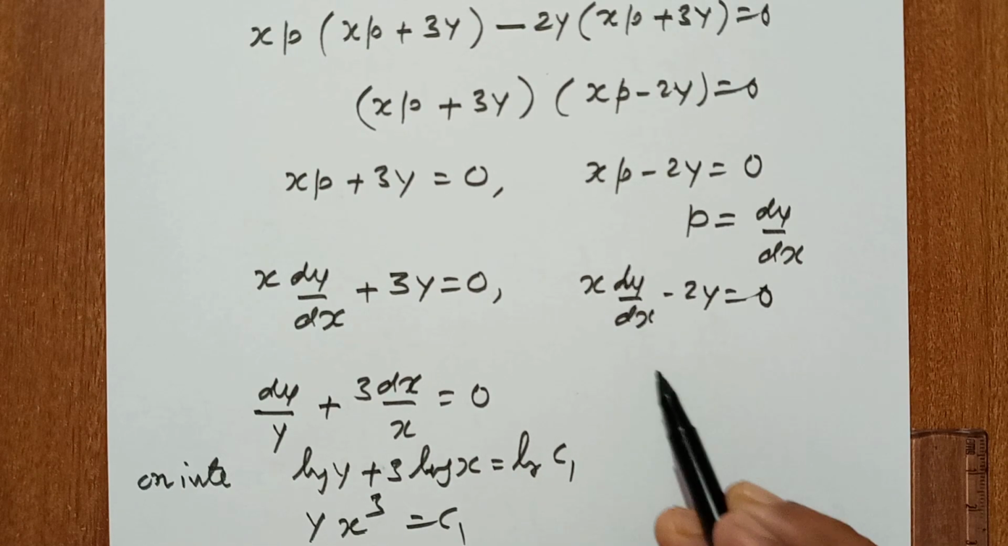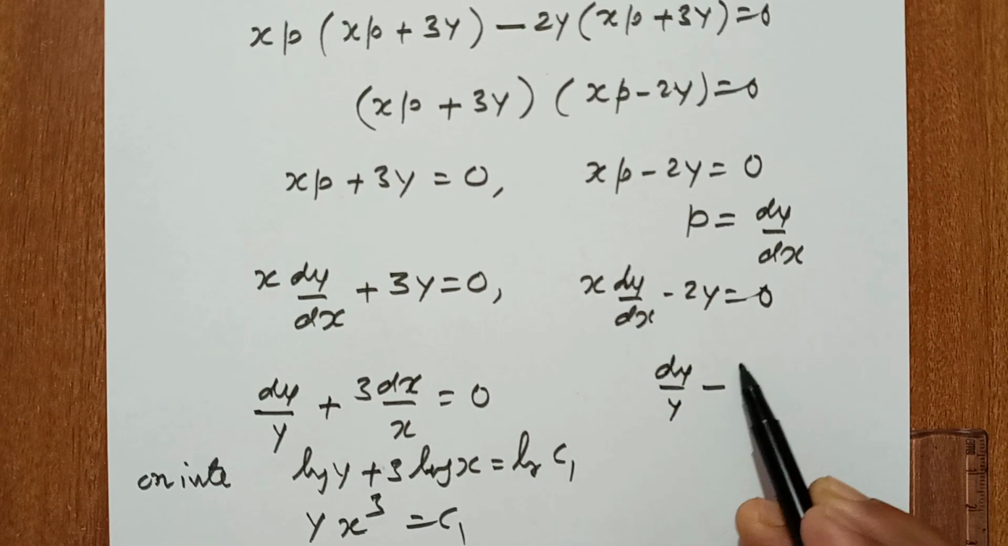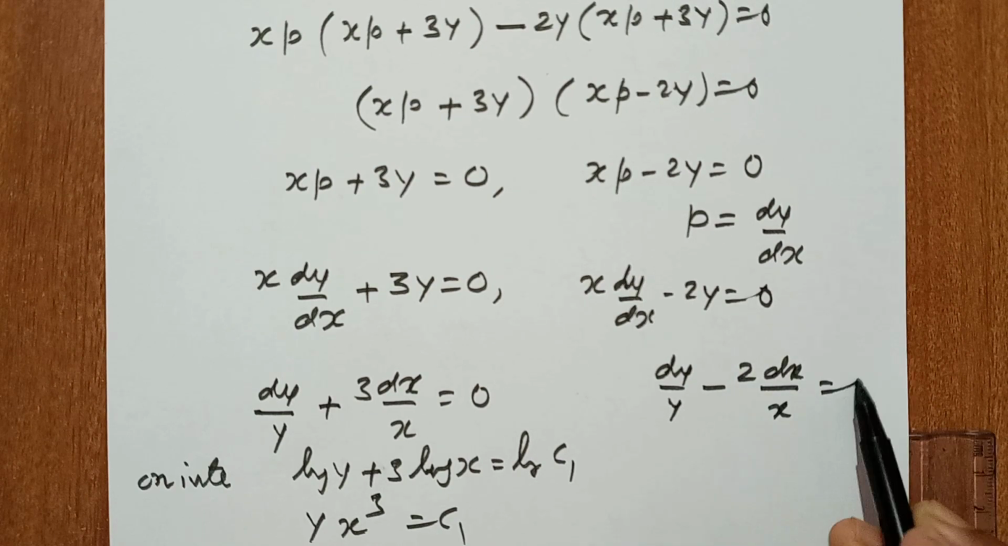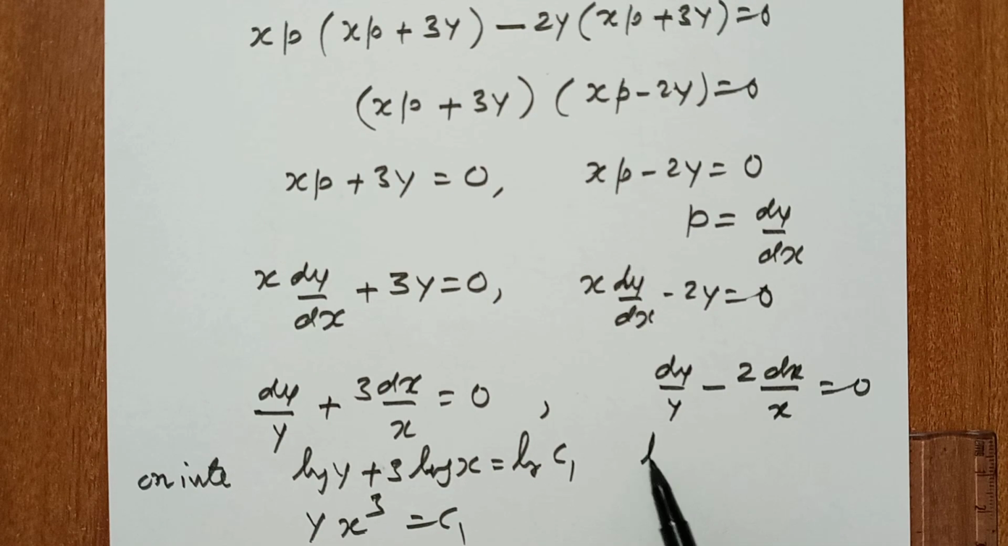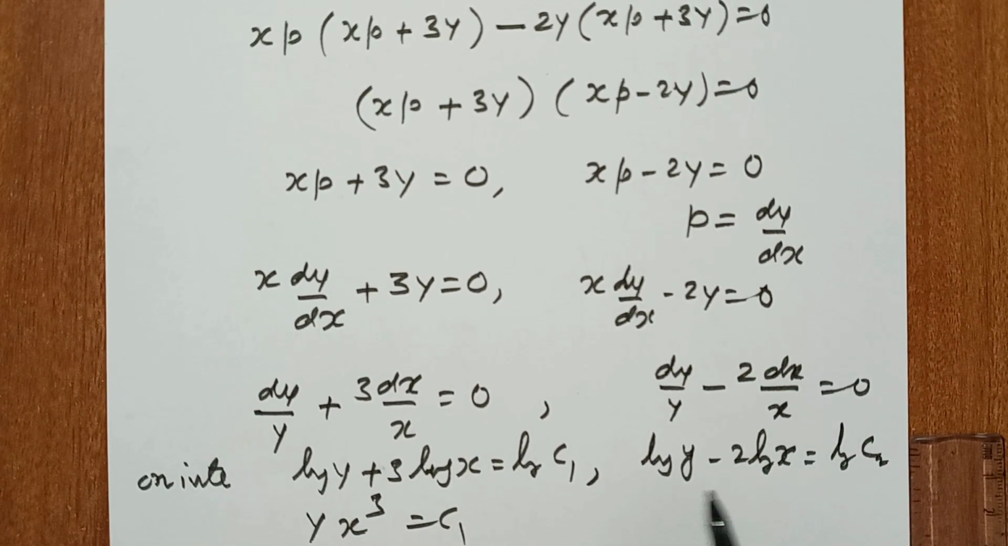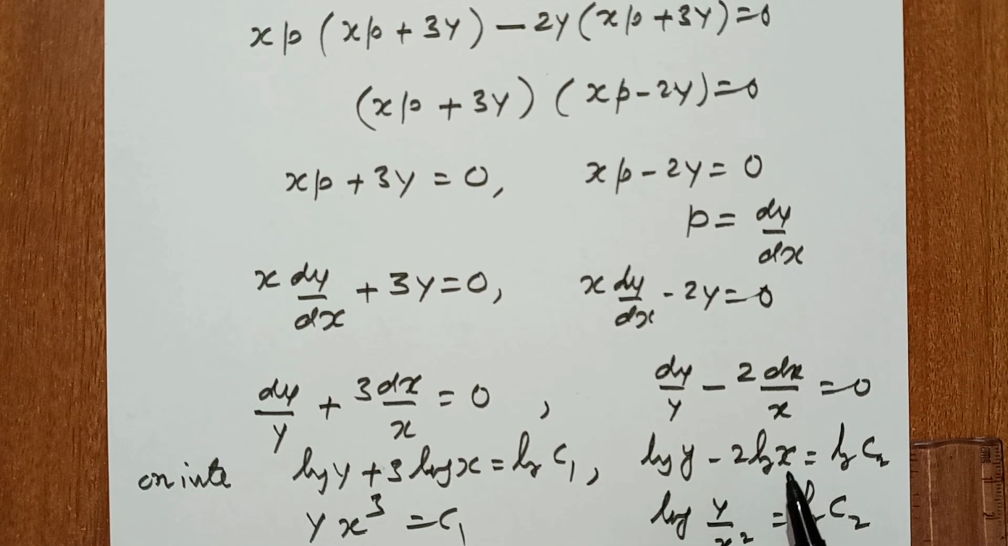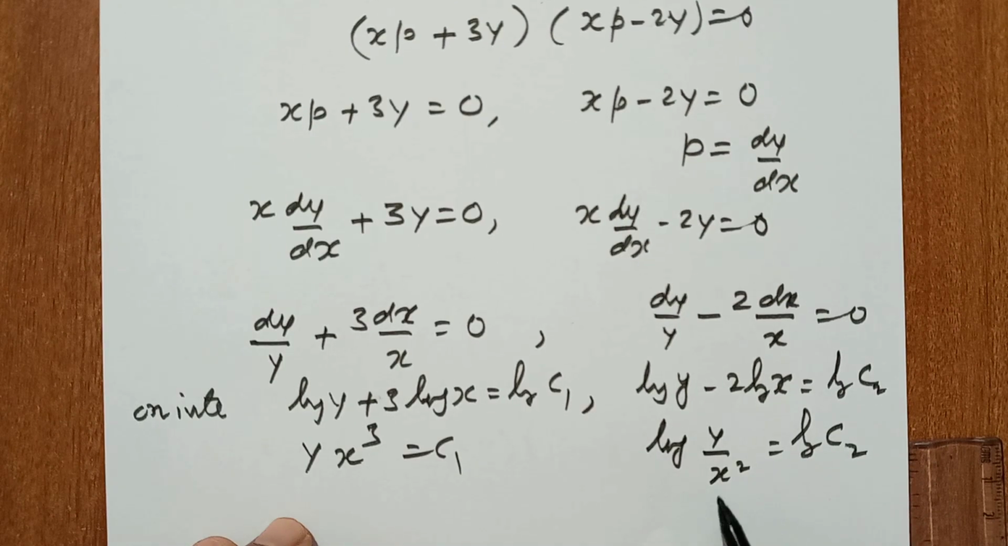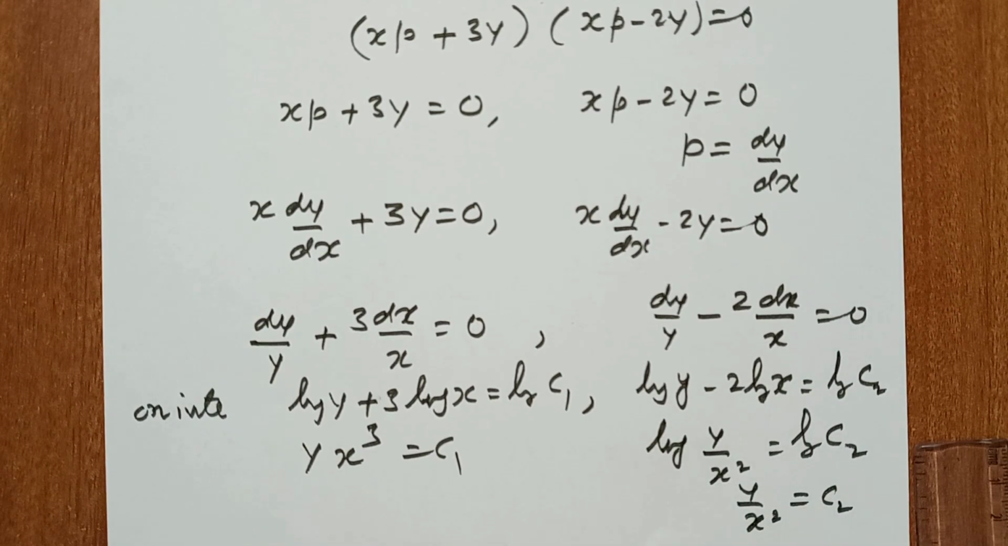Similarly for this, dy by y minus 2 dx by x equal to 0. Okay, on integrating, log y minus 2 log x is equal to log c2. Again property of log, so this is log y upon x square is equal to log c2, because log m minus log n is equal to log m upon n. So by taking anti-log, y upon x square is equal to c2.